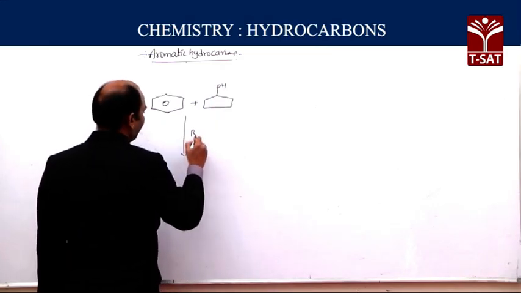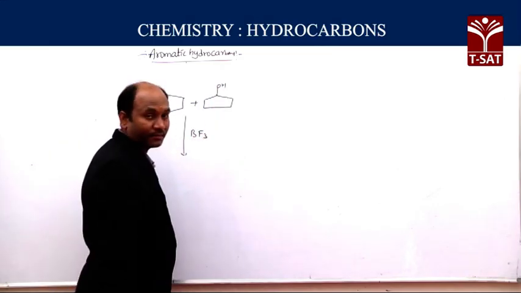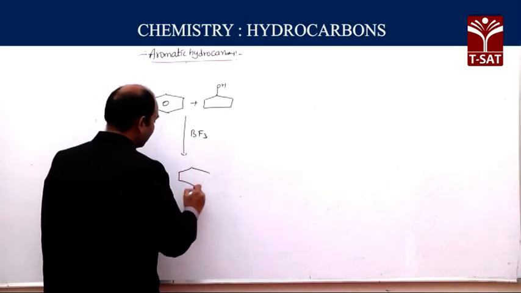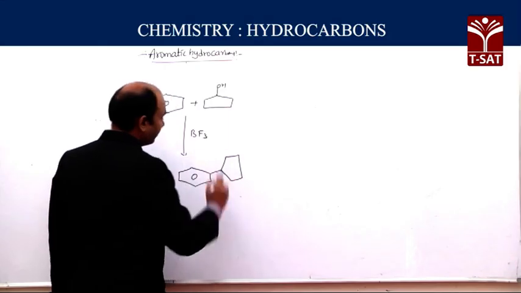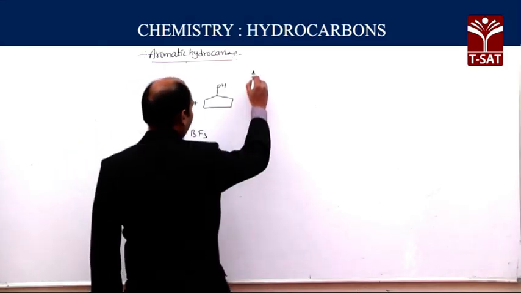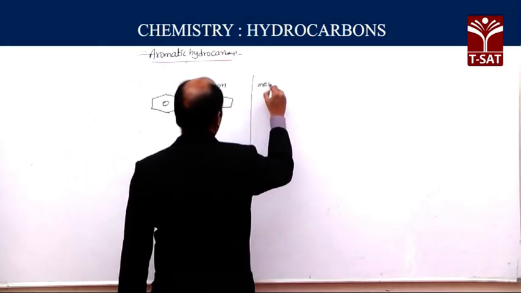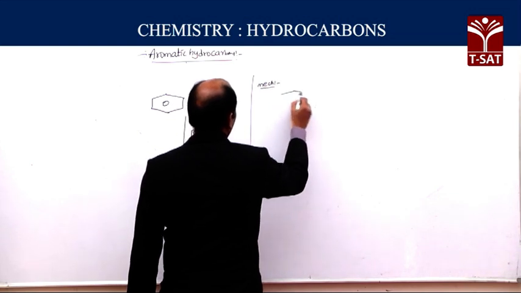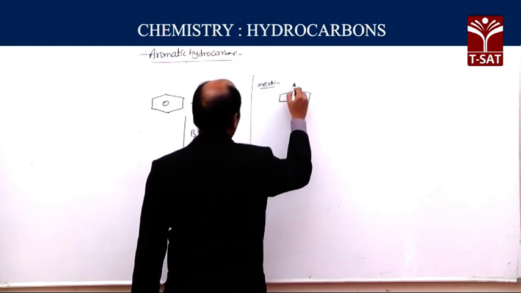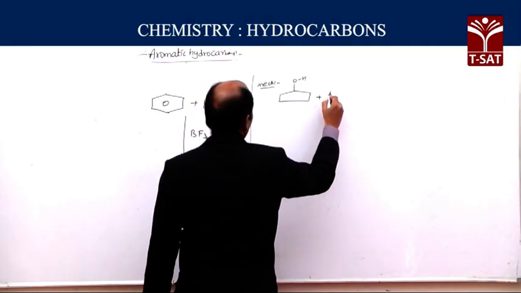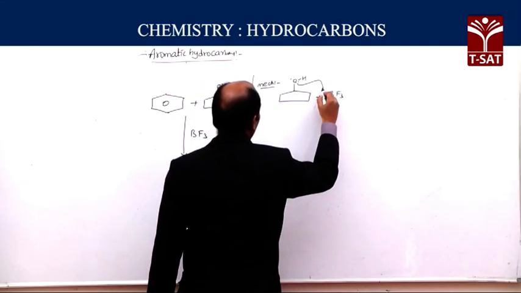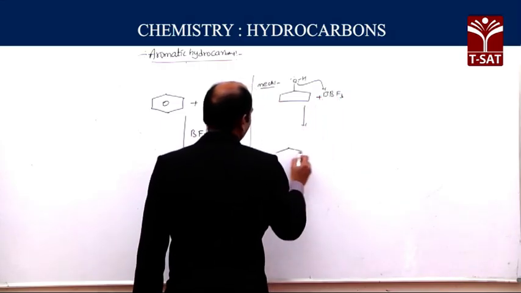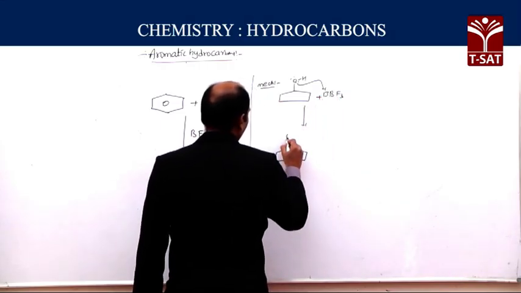in the presence of BF3. What happens? Cyclopentyl benzene is formed. Now see the mechanism. This is cyclopentanol. Here it is treated with BF3. Oxygen has a lone pair, so this is converted into the oxonium with BF3 minus.